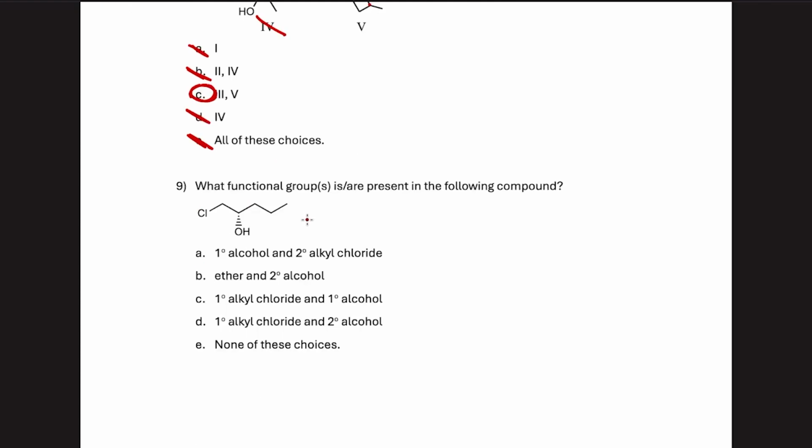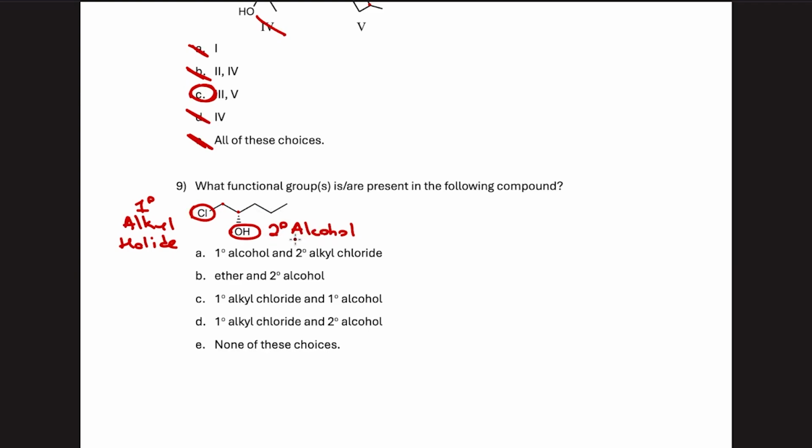Number 9 is asking what functional groups are present in the following compound. And so I do see a chlorine, which is connected to an sp3 hybridized carbon. So I know that I have an alkyl halide. I do have to classify it though. The carbon bearing that alkyl halide is connected to only 1 other carbon, so I know that it's primary. I also have this hydroxyl bonded to an sp3 hybridized carbon, so I know that it's an alcohol. And the carbon bearing the hydroxyl is connected to 2 other carbons, and so I know that it's secondary.